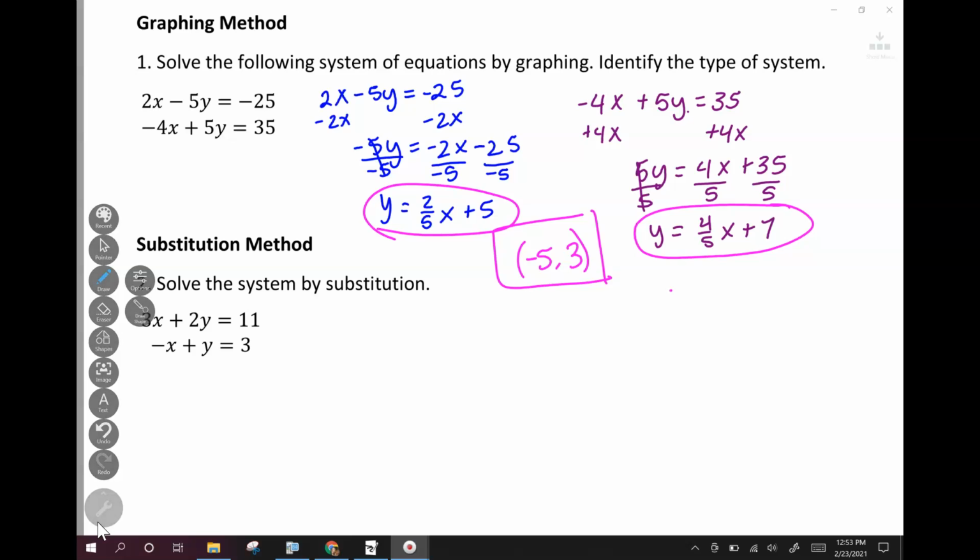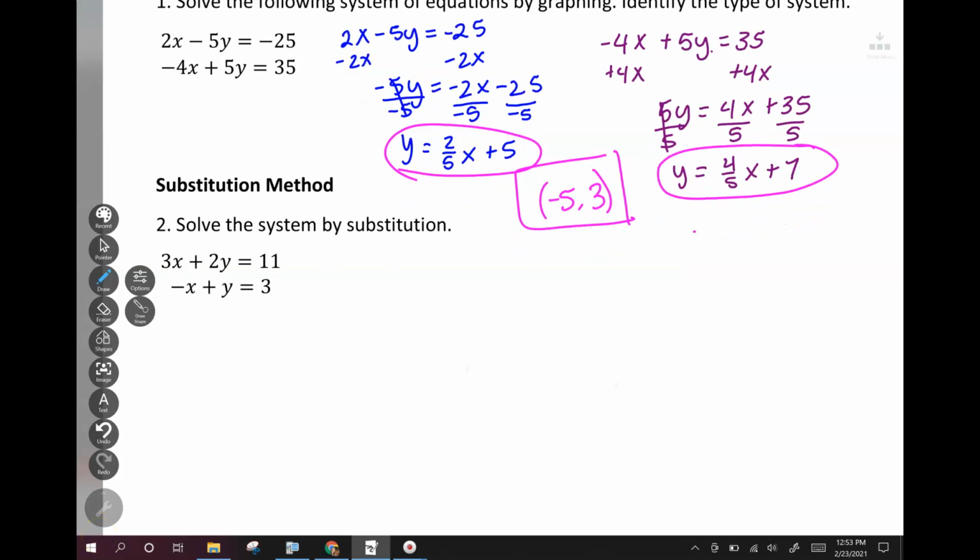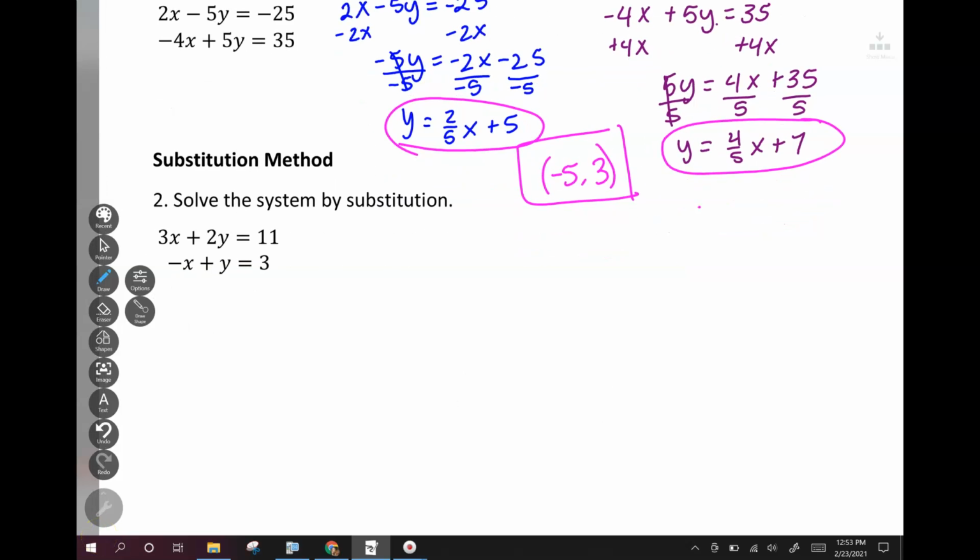Now let's look at how we can solve using substitution. To solve the system by using substitution, the first thing you want to do is isolate one of your variables. It's always easiest to isolate the variable that has a 1 as a coefficient, if that exists. In this case, it would be the y in the second equation, because it already has a 1 as the coefficient. So all I have to do is add the x to the other side, and I have y equals x plus 3.